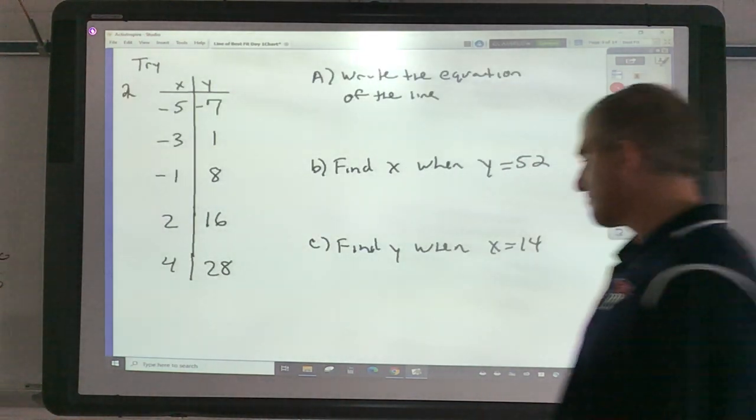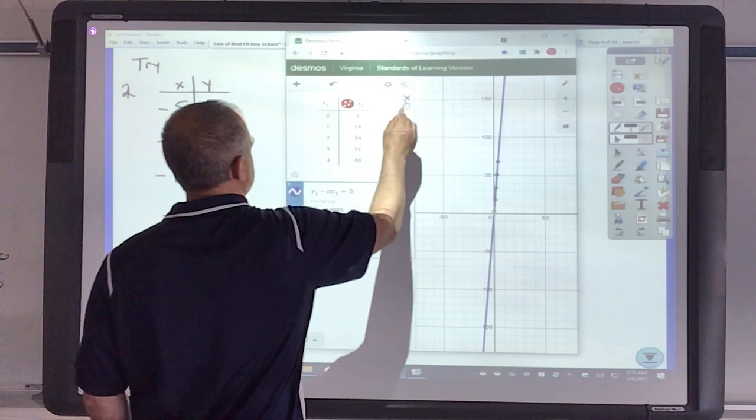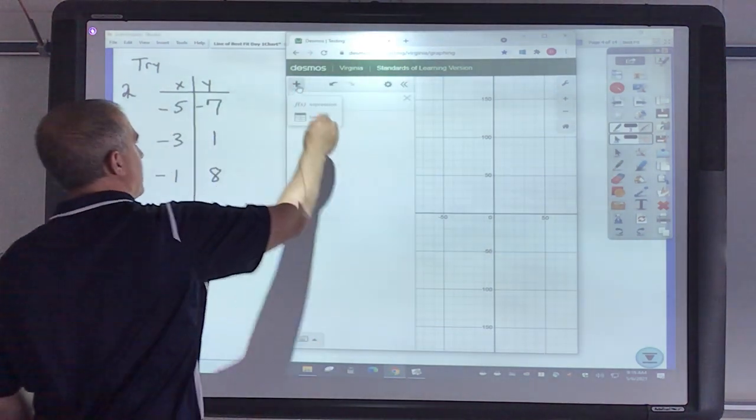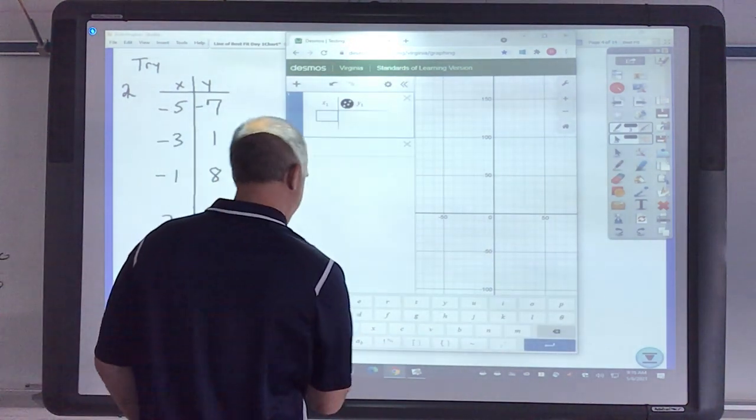Write the equation of this one. So I'm going to delete this table and put the table back in. -5, -7.